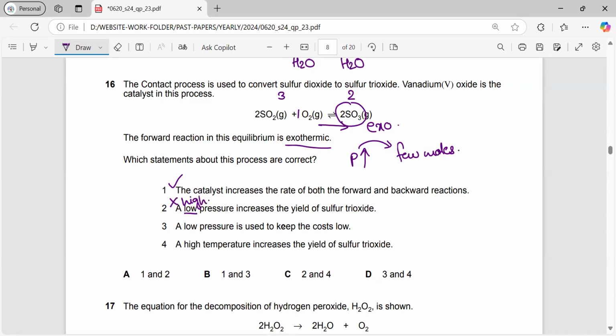Then, a low pressure is used to keep the costs low. A low pressure is used to keep the cost low. Yes, it might be possible.